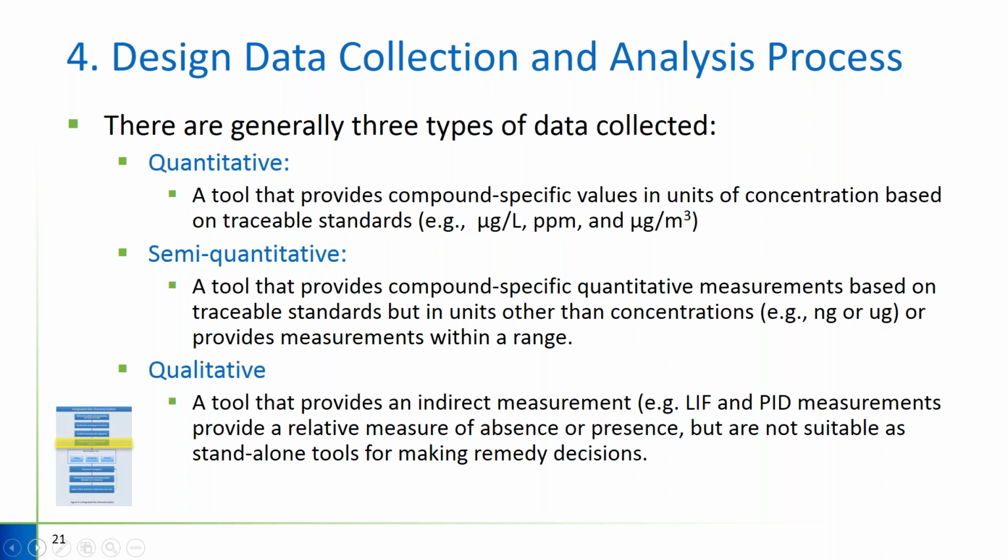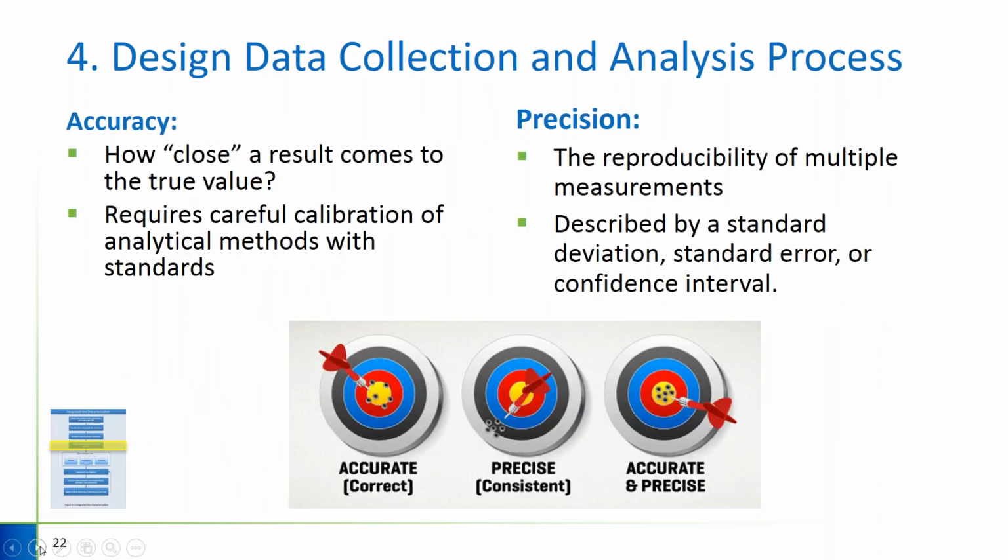And then qualitative is an indirect measurement. In this case, think of the profiling tools like LIF or MIP, or a PID, where you're getting a measurement that provides a relative absence or presence, but it doesn't directly relate to a concentration. On a membrane interface probe, for example, you may get some responses in millivolts that vary with depth. Obviously the millivolts is quantified, but you don't know precisely what that converts to in terms of a concentration. So we call those qualitative data types.